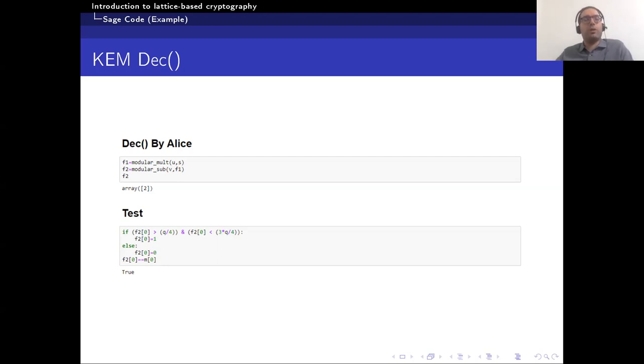So using this approach, we can actually share the message and send the message M from Bob to Alice, and then they have the same message and can communicate with each other using this shared secret key.